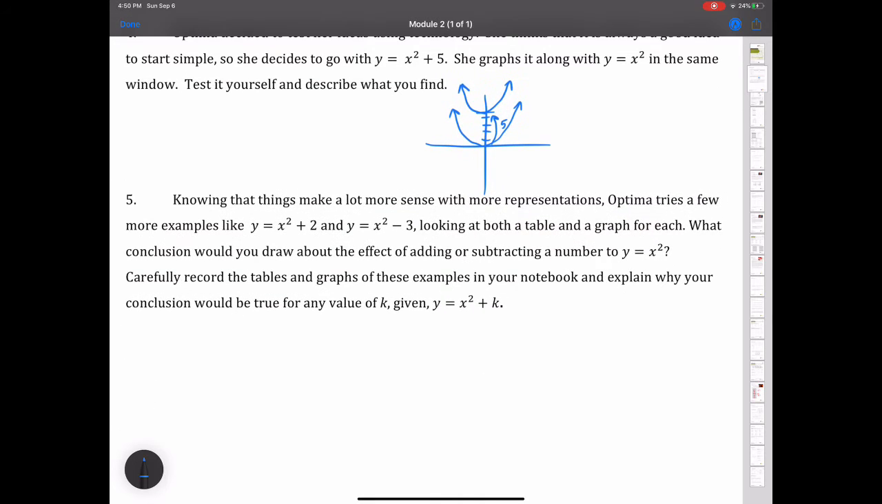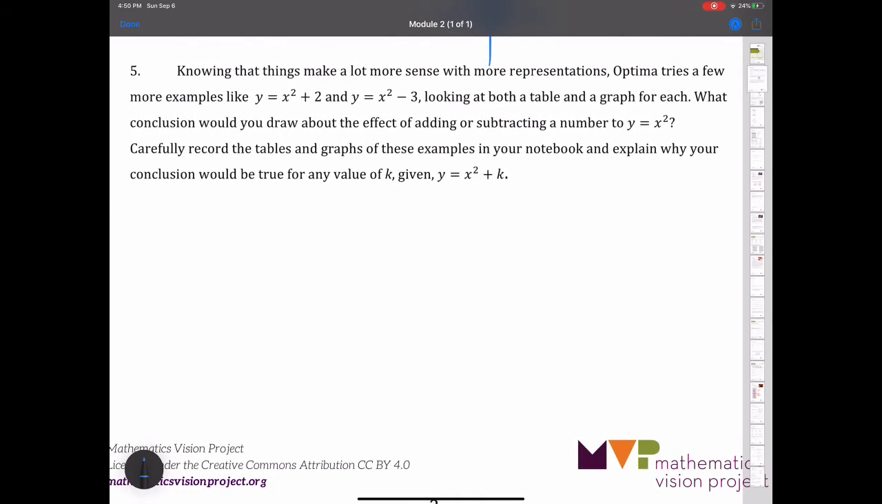So knowing that things make a lot more sense with more representations, Optima actually tries a few more examples, like y equals x squared plus 2 and y equals x squared minus 3, looking at both a table and a graph for each, which you can use Desmos for. There is a table portion of Desmos that you can use. So, using both of those, what conclusion can you draw about the effect of adding or subtracting a number to y equals x squared? So, out here like this, outside of parentheses, outside of the square, what is the movement that happens to the parent function of y equals x squared?